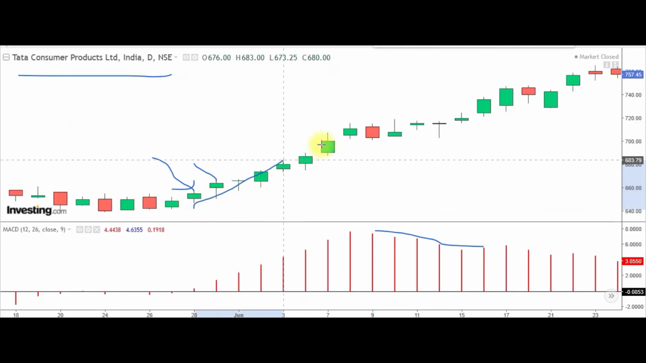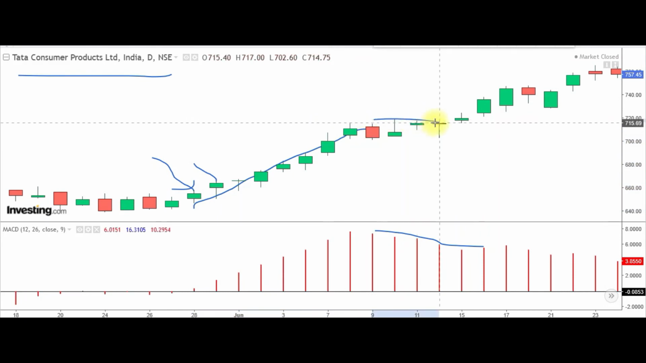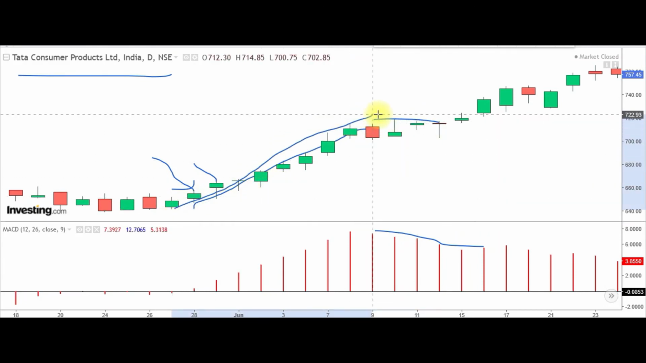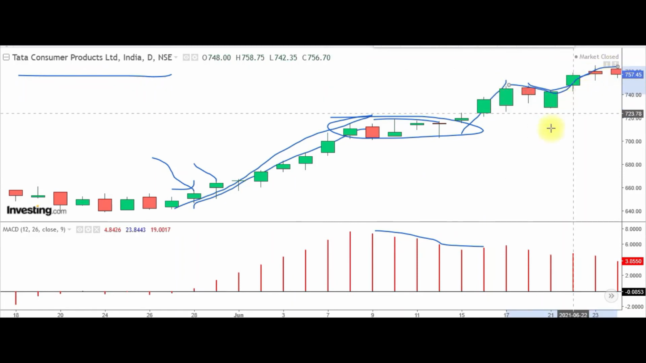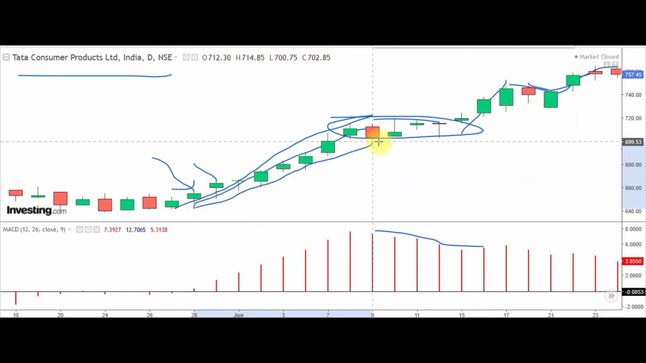But if you add Dow theory to this, as you can see, the price is making a higher high, then it was making a sideways pattern, and then again it broke that sideways pattern and it started making a higher high and a higher low. Now if you have not seen my Dow theory video, the link of that Dow theory video is also given in the description of this particular video.